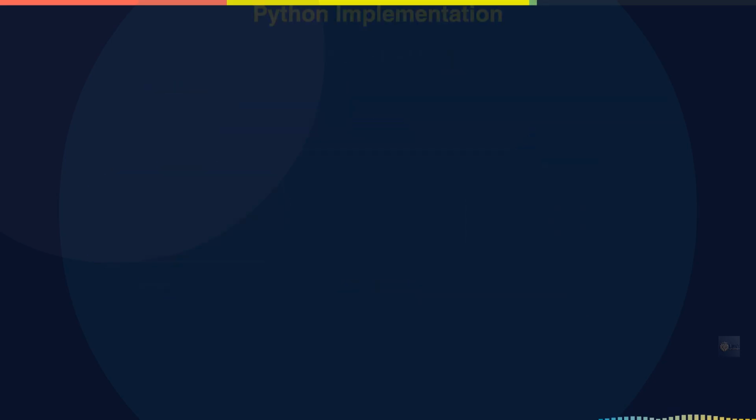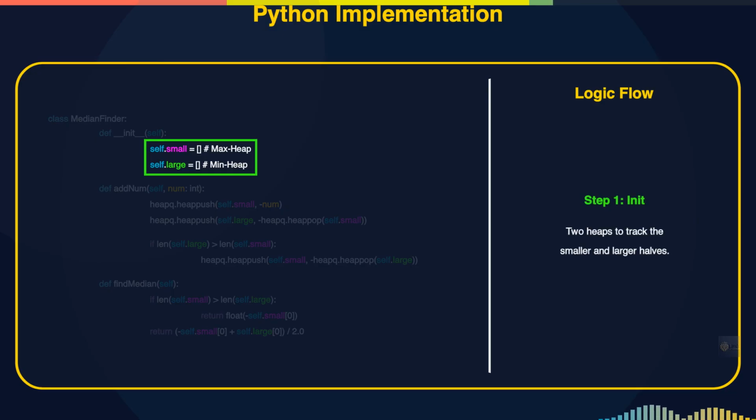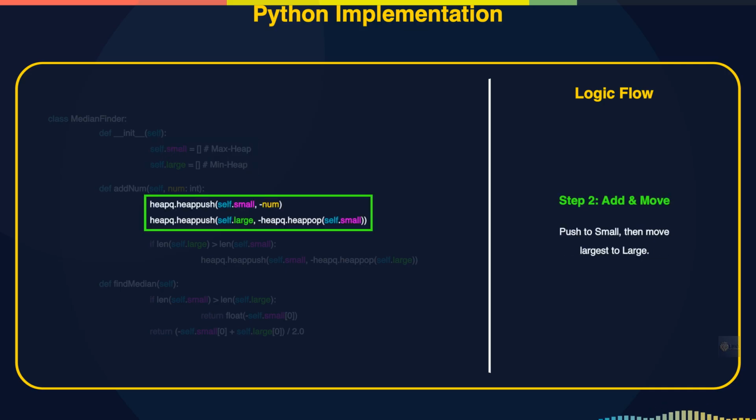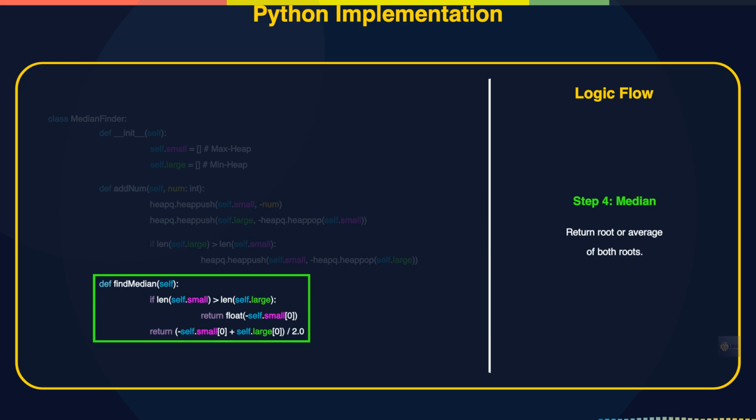In our Python code, we use the heap queue library. Note that Python's heap queue is a Min-Heap, so to simulate a Max-Heap, we store our numbers as negative values. In add number, we push the negative number into small, then pop it and push the positive result into large. If large grows bigger than small, we move the top of large back to small. In find median, if small has more elements, we return its top value, remembering to negate it back. If they are equal, we take the average of both tops. This gives us O of log n for adding, and O of 1 for finding the median.